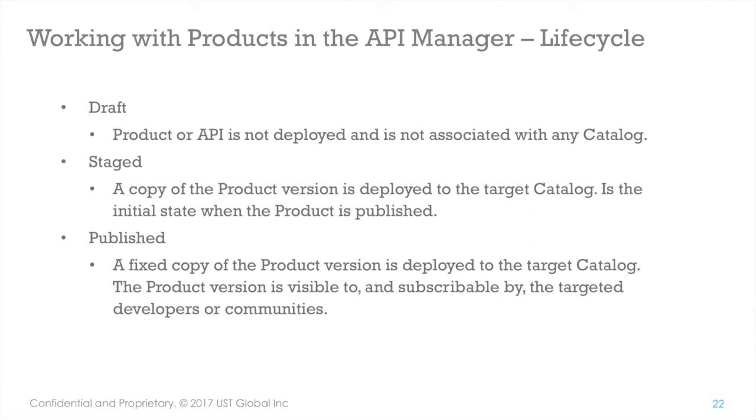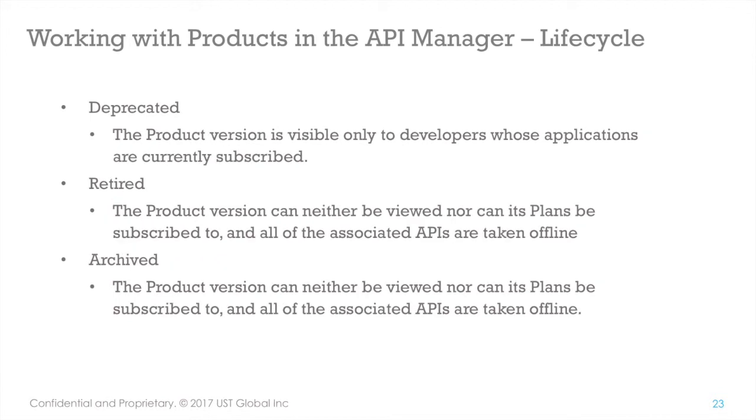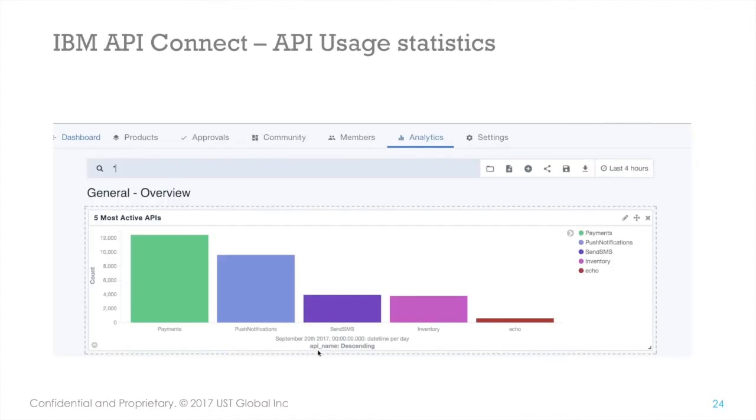We have draft, we have staged, we have published. Published is very important because it's where any consumer can be subscribed to the product. Then it runs into deprecated, where only those that were already consuming the product are able to continue consuming the product. And then we move into retired and archived.